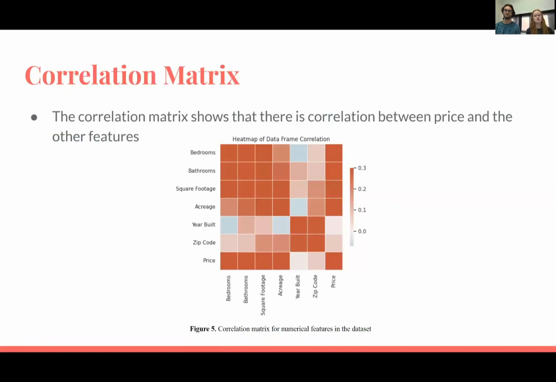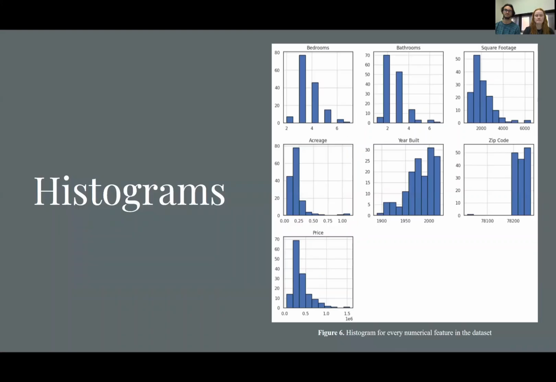So we took all of those features I mentioned before and we put them in a correlation matrix. And as you can see, there's correlation between all of the features and price. So we kept everything. And here are the histograms and the distribution of every single feature.